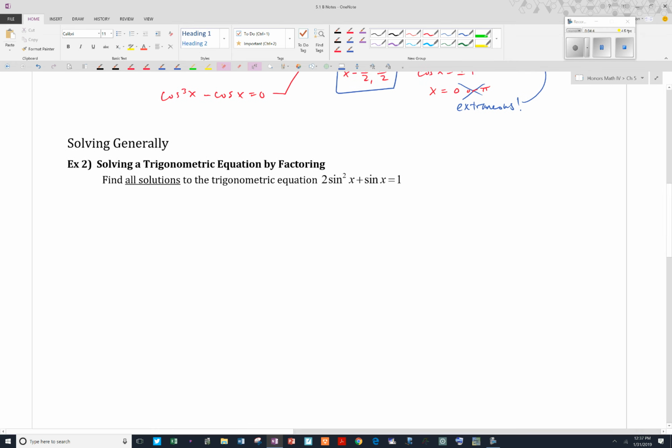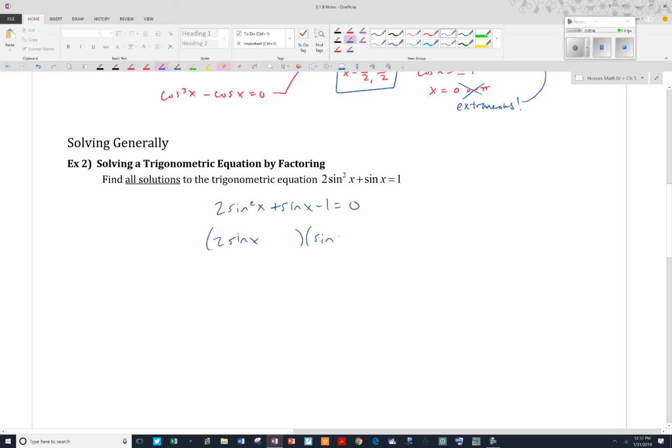All right, another big piece of what we're doing here is factoring. So we're going to solve this equation by factoring. Notice now we're finding all the solutions to this. So I'm going to change two pieces of this problem here. So you have 2 sine squared plus sine of x. I'm going to subtract that 1 over, get it equal to 0. Then we're going to factor this.